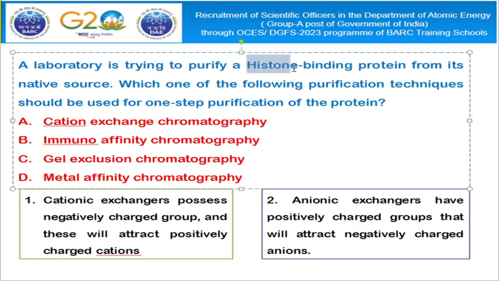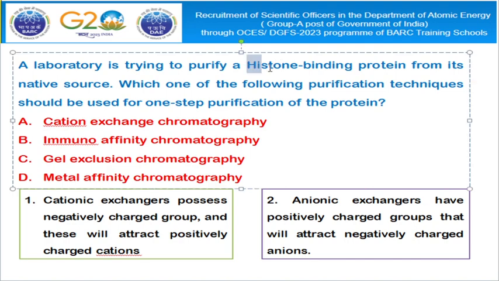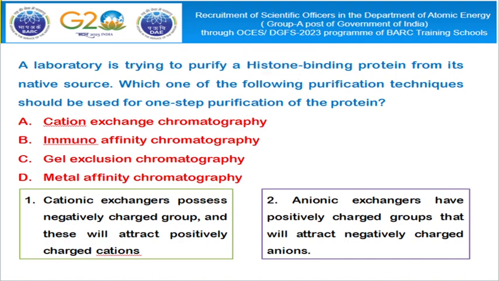Okay, so histone is a basic protein. Histone is made up of positively charged amino acids, which include lysine and arginine. Histone is involved in packaging of your DNA. So histone is a positively charged protein. Then which chromatographic technique will you be employing?